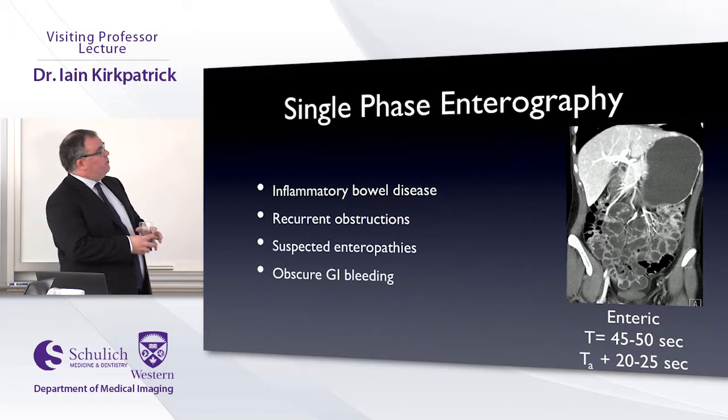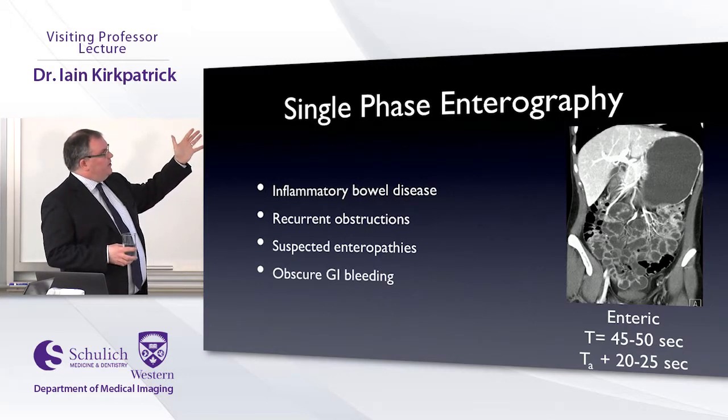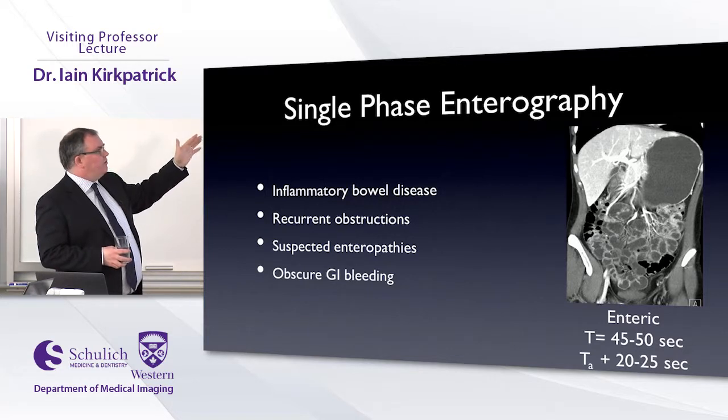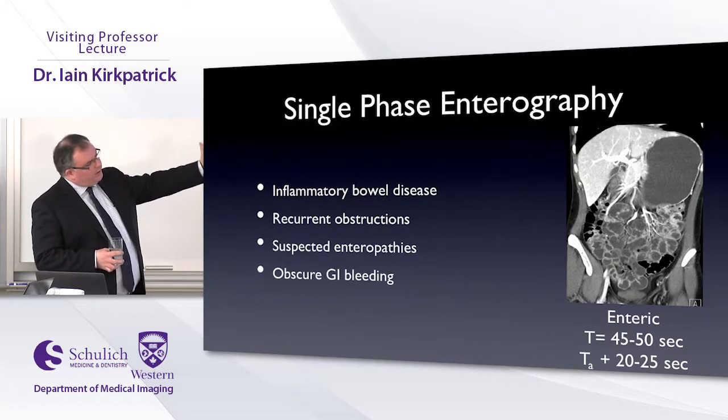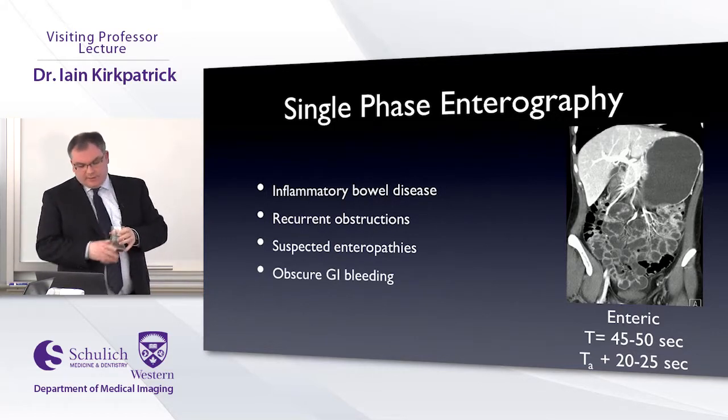So some of the indications we do this for: inflammatory bowel disease is huge. Recurrent obstructions, not so much. Suspected enteropathies, not so much, but we do that sometimes. And obscure GI bleeding is also a huge part of our enterography practice. The enteric phase, again, is going to be your arterial peak, say if you're doing a test bolus in the abdominal aorta, plus 20 to 25 seconds, so in that zone.